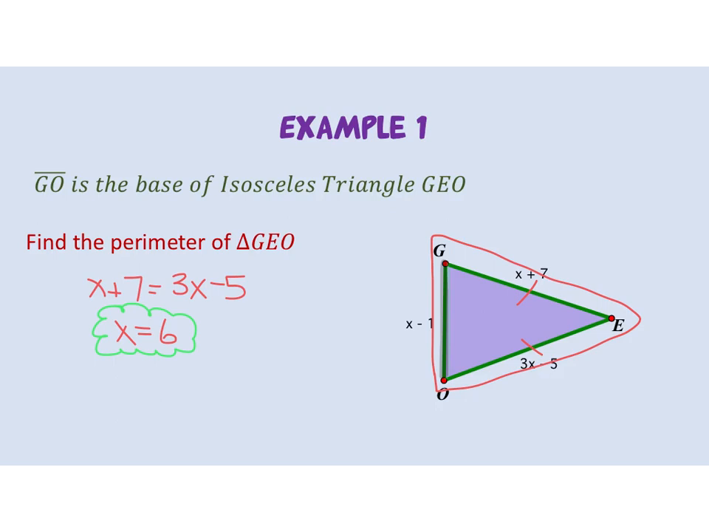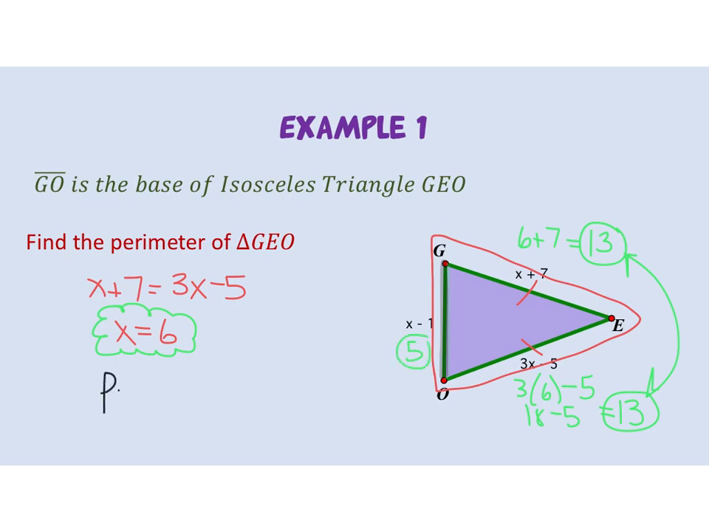Now, if I have a value for x, I can plug it into each side and figure out each side length. Here it's going to be 6 plus 7, 13 for segment GE. Plug in 6 here, 3 times 6 minus 5, 18 minus 5 is also 13. That is good news because these two sides, if it's an isosceles triangle, have to be the same length. And when I plug it in here, I get 5.